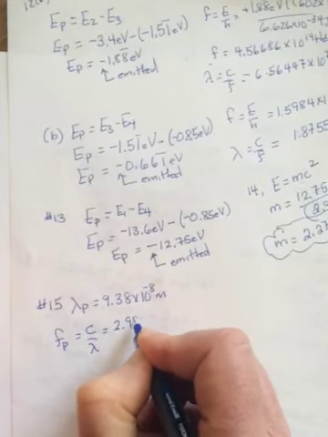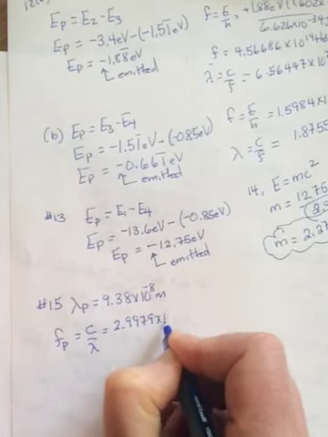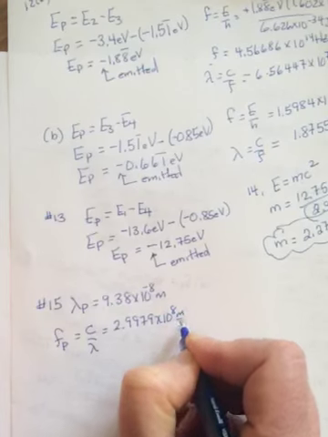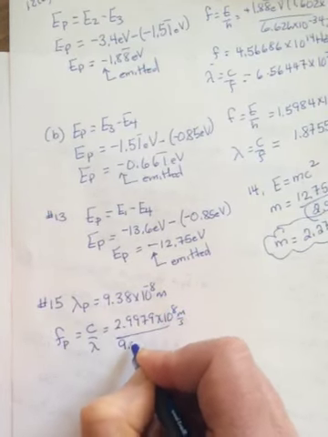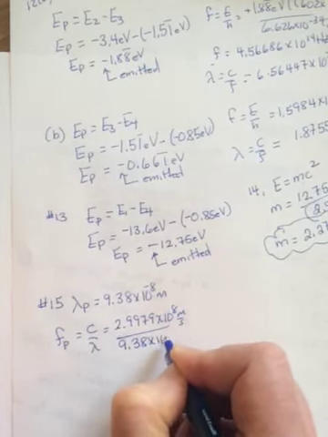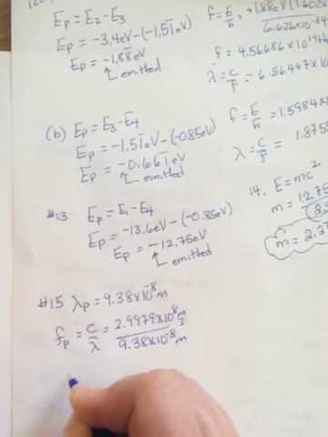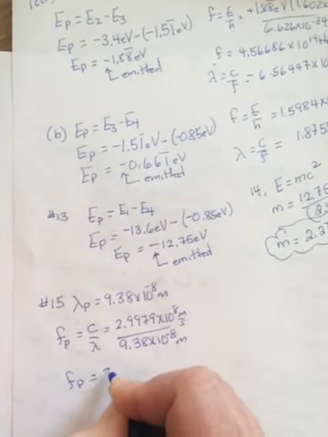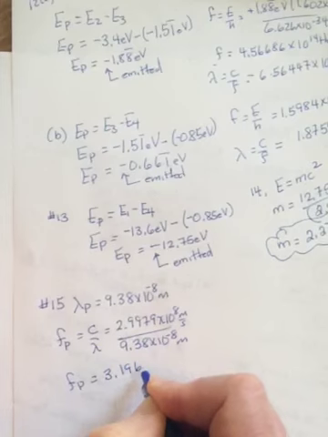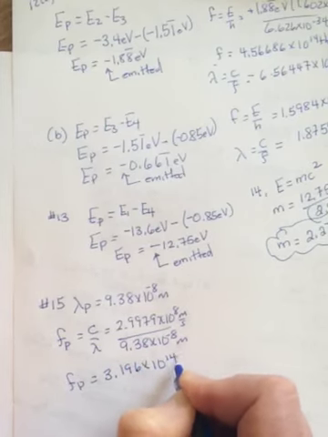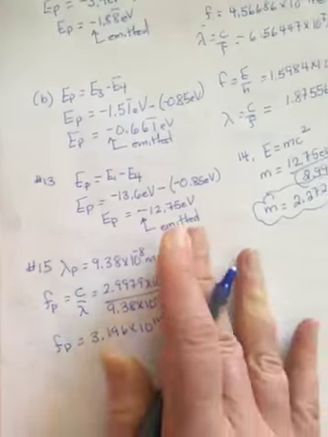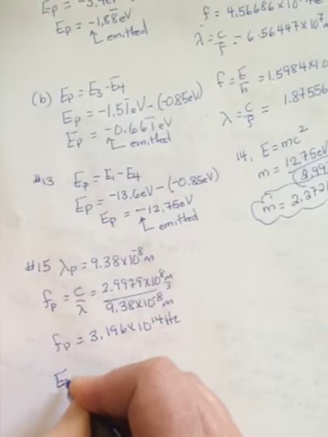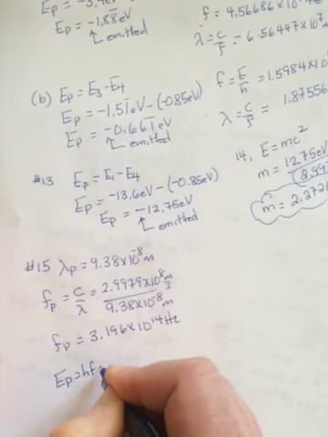So 2.9979 times 10 to the 8th meters per second divided by this 9.38 times 10 to the negative 8 meters. And I get a frequency of the photon to be 3.196 times 10 to the 14th hertz. And then from that I can get my EP, because EP is just equal to hf.